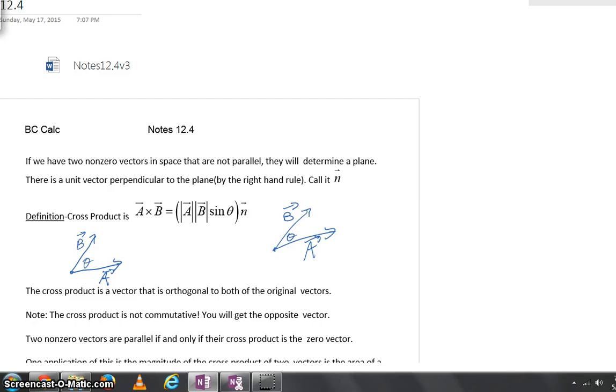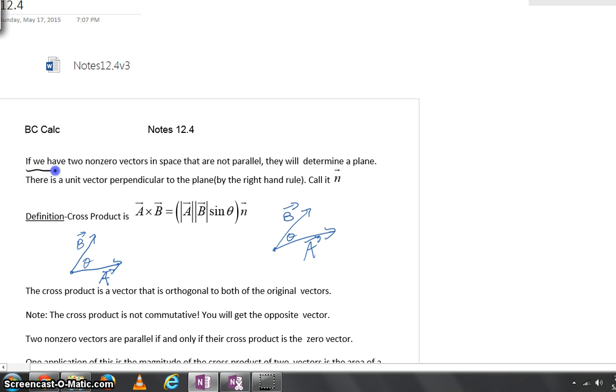Okay, with 12.4, we're going to deal with vector multiplication. That's very different from the dot product. The dot product would always multiply two vectors to a scalar, to just a regular old number, positive or negative. Today, our multiplication will yield a vector.